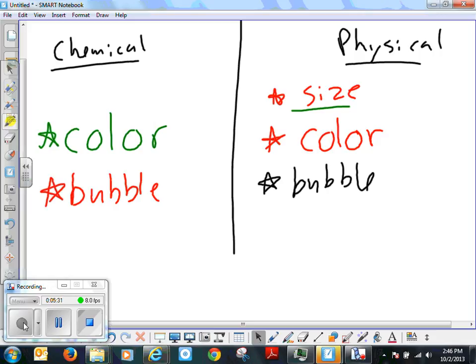So you have to think even further than just looking, hey, bubbles is a chemical change. It could be physical. Or hey, color, it's a chemical change. It could be physical too. And that's what you're here for, thinking, right?